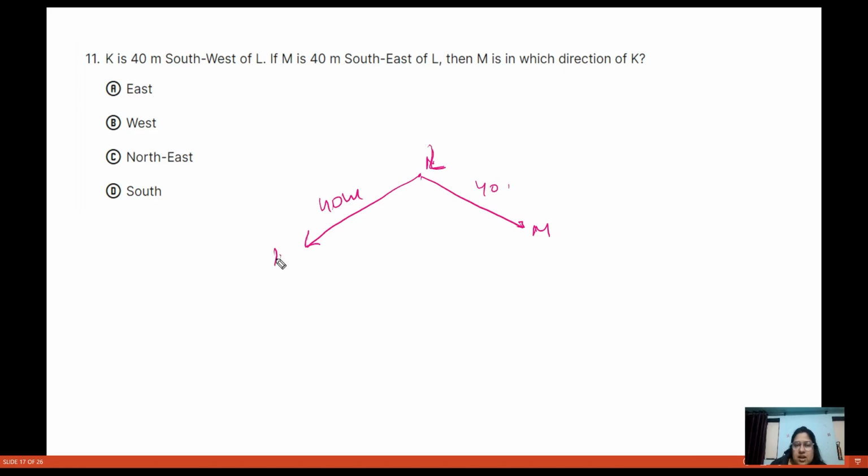Here is M, here is K. So if this one is in the west, this one is obviously in the east for this one. Okay, so your answer becomes east. So this is how you do these kind of questions.